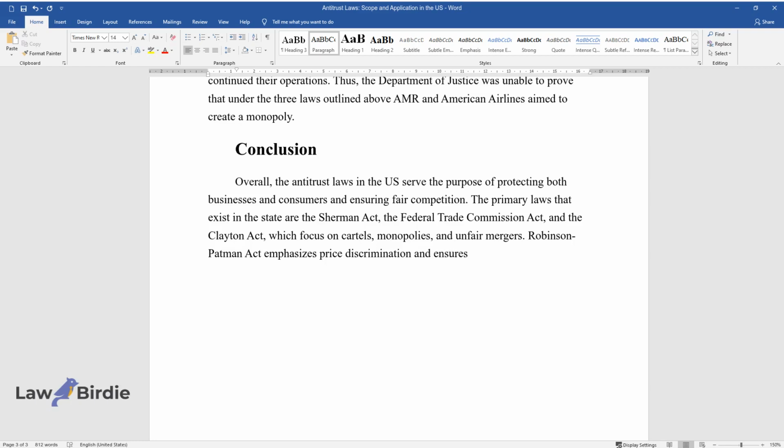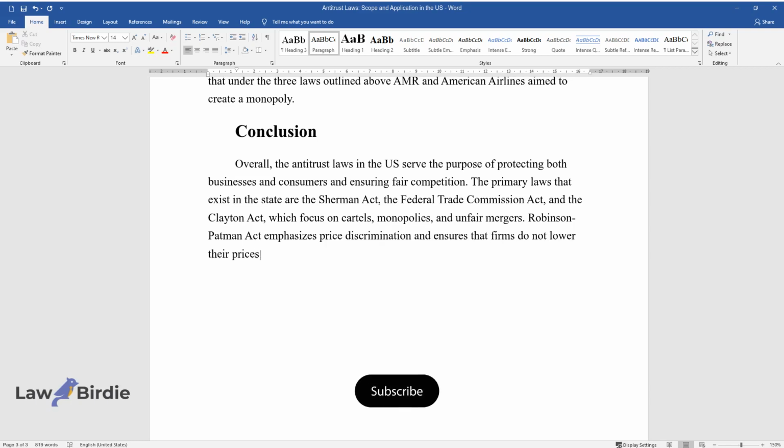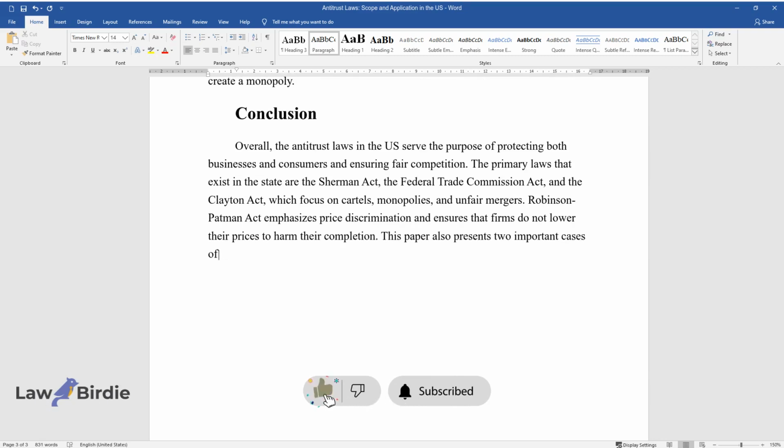Robinson-Patman Act emphasizes price discrimination and ensures that firms do not lower their prices to harm their competition. This paper also presents two important cases of applying the laws in question.